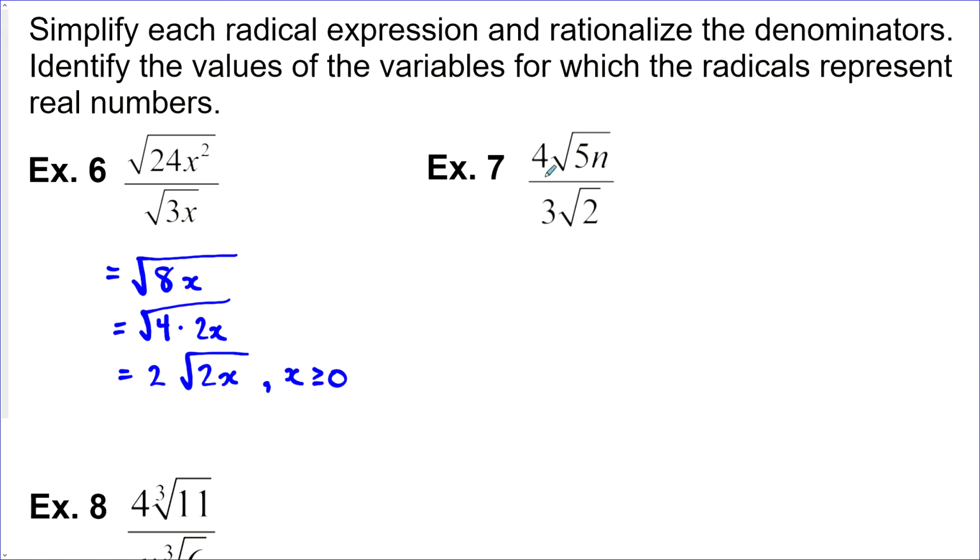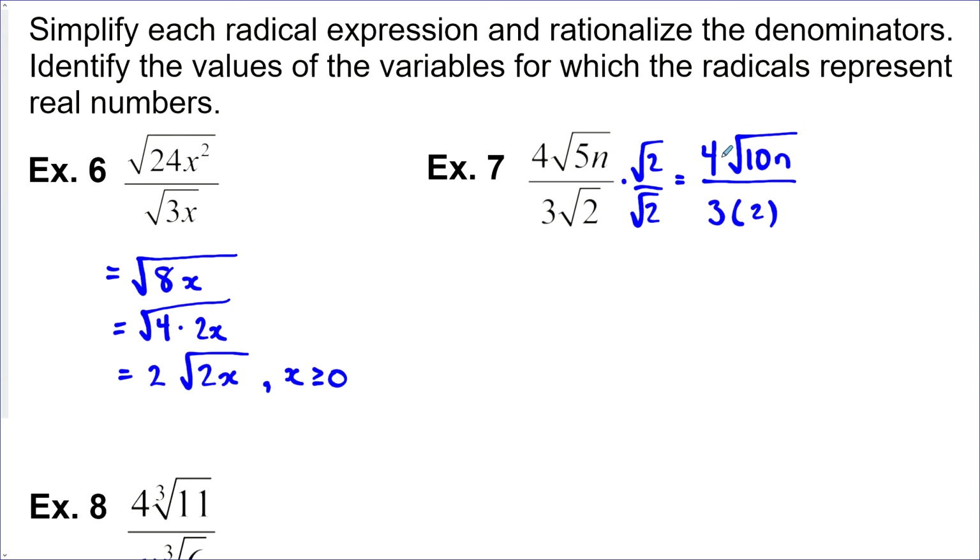Next one. We can't really divide these coefficients or these radicands. So let's just rationalize and see what happens from there. We've got a root 2, and we don't want a root 2 in the denominator. So I'm going to multiply top and bottom by root 2. That will create a perfect square here. 4, 10, and multiplying the radicands. And 3 and root 2 times root 2 is just 2.